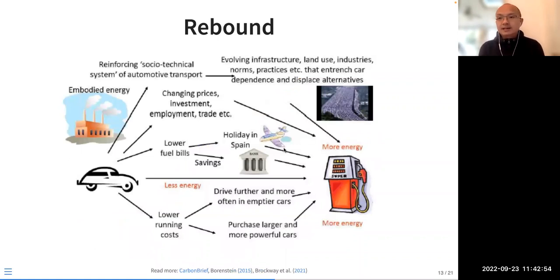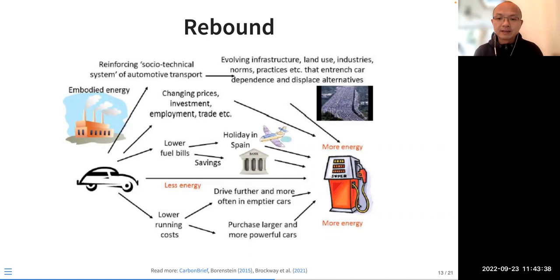When we talk about energy efficiency, you might hear the word rebound. Rebound describes the phenomenon that when energy efficiency improves, we spend less on energy. Energy becomes cheaper, and we tend to use more energy. It's observed in driving: vehicle miles increase when vehicle efficiency improves. That's an example of the rebound effect.